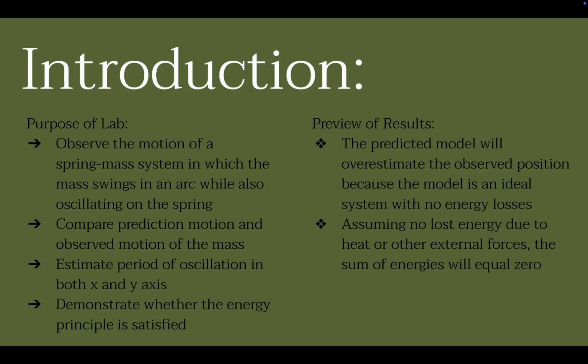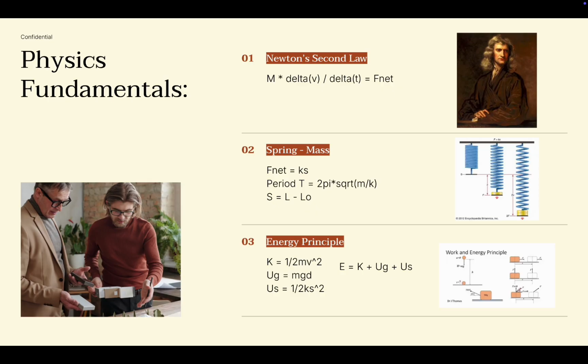energy principle is satisfied. As a preview of the results, the predictive model will be an overestimate of the observed position because the computational model is an ideal system with no energy losses, meaning it does not account for air resistance or any other external forces. We also determined that in the computational model, the sum of energies will be equal to 0 because it is an idealized system. Before we get into the experiment, we must talk about the physics fundamentals used in this lab.